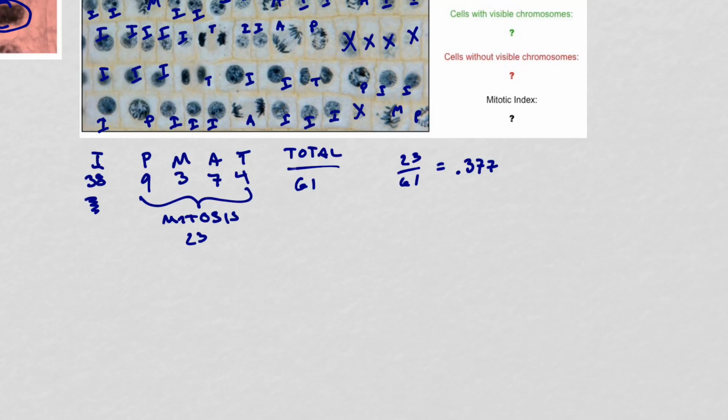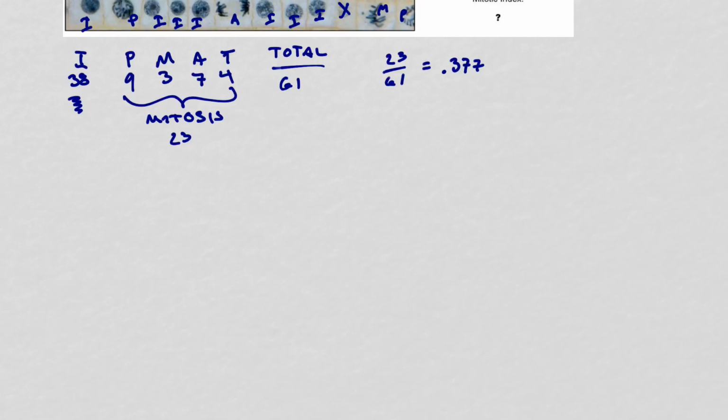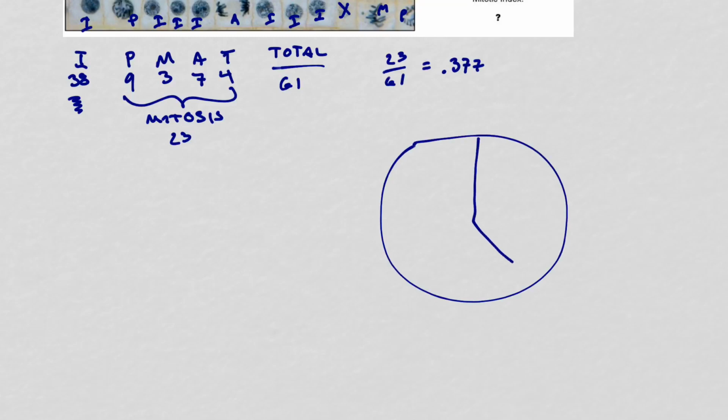Let's go back to our cell cycle now. We're going to draw ourselves a quick one down here. All right, so our cell cycle should be most of it in G1. Then we have an S phase, a G2, a mitosis with this little cytokinesis part of it.